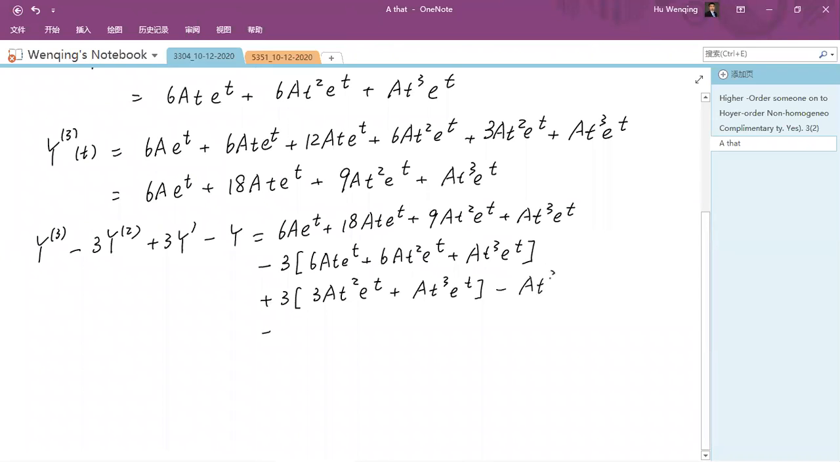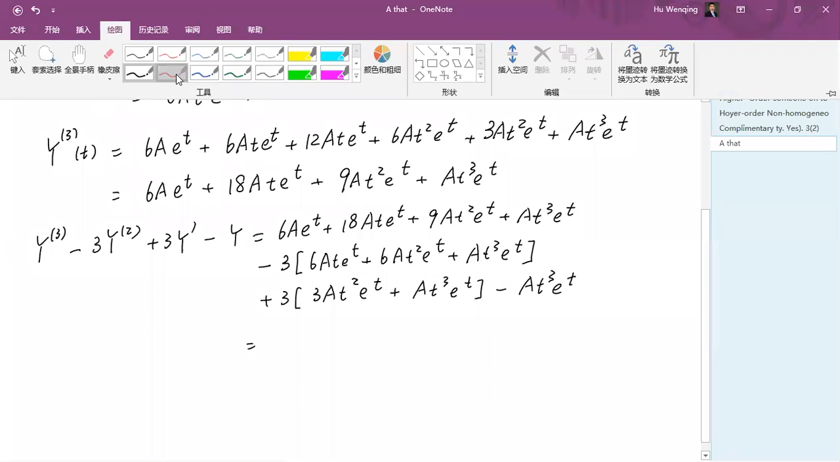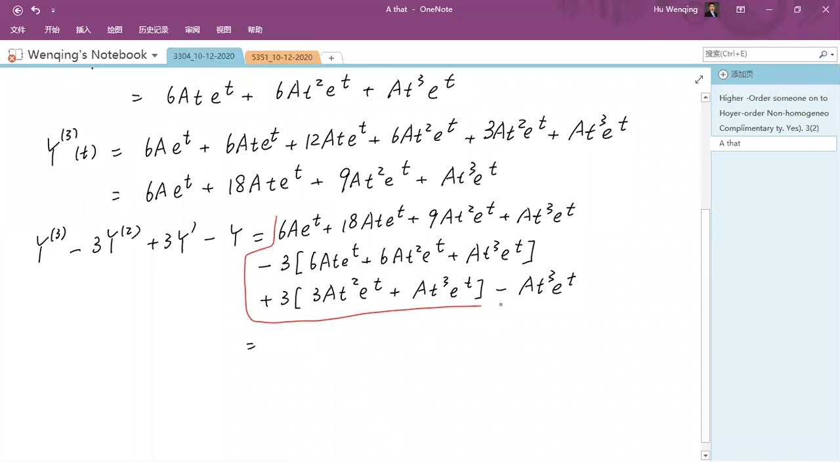So let me just put it here: at cubed e power t. So you have all these things, right? So then you just have to deal with this whole thing. Okay, let me use red ink. So this whole thing, they look very stunning, right? There are so many terms you have to deal with. So it's a very important thing in calculation.